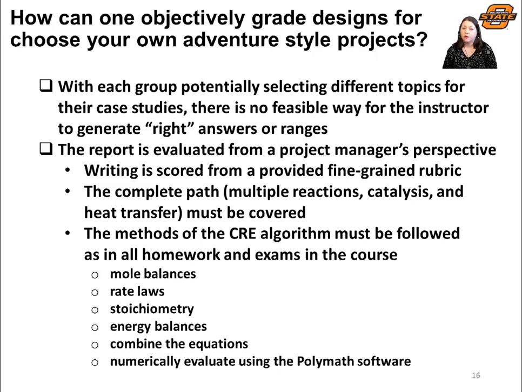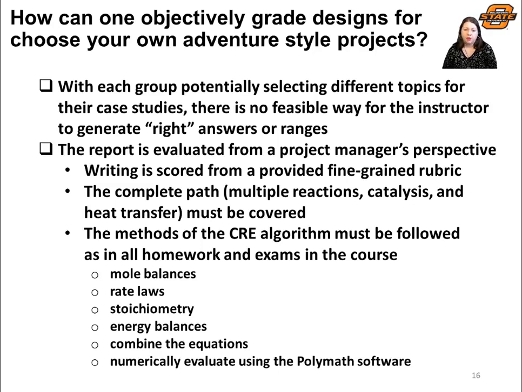The writing is scored from a fine-grained rubric with specific things they need to include. The complete path must be covered. So they have to have multiple reactions, they have to involve catalysis, and they have to involve heat transfer. And the methods from the chemical reaction engineering algorithm must be followed, but these are used in all of our homeworks and exams in the course.